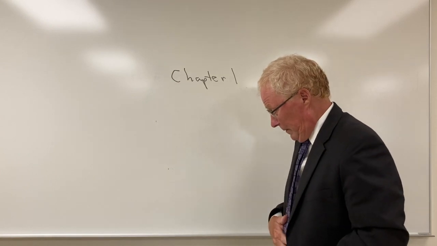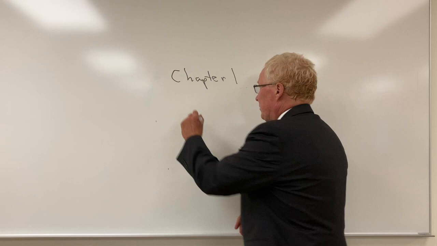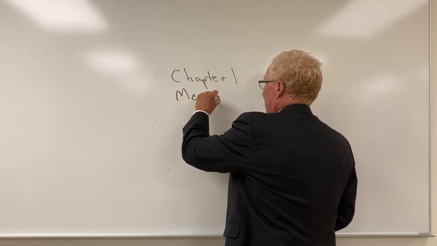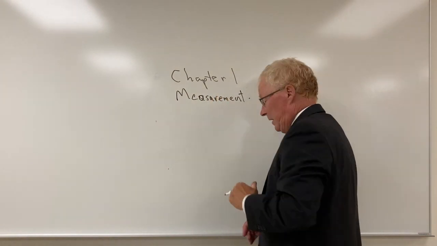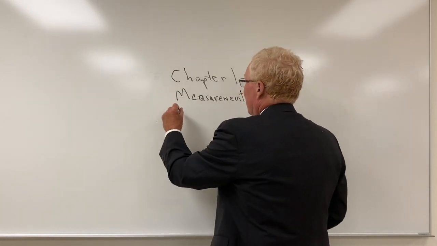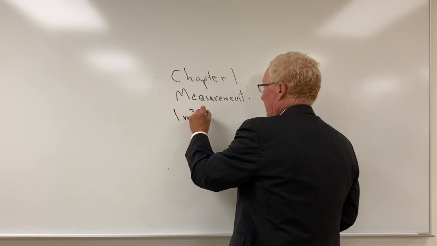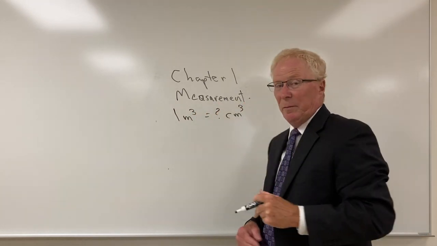So this is on Chapter 1. Chapter 1 is on measurement. All right, and the first question that comes up in the book is: 1 cubic meter equals how many cubic centimeters?